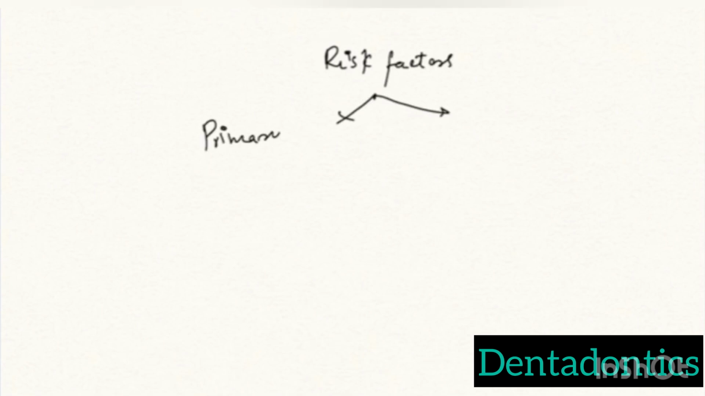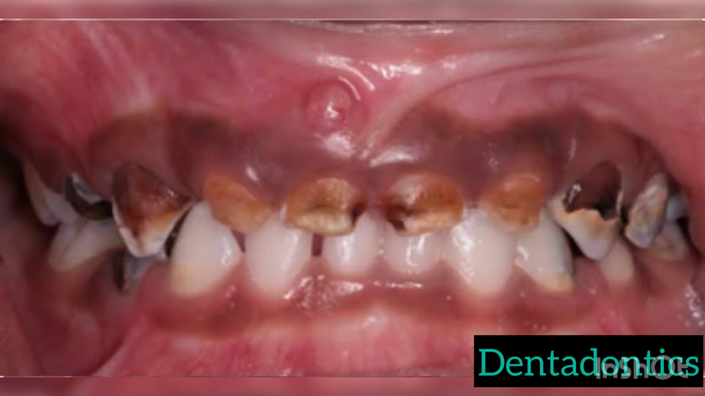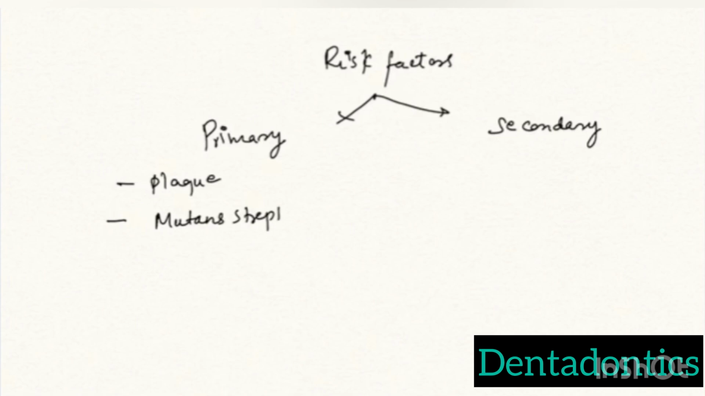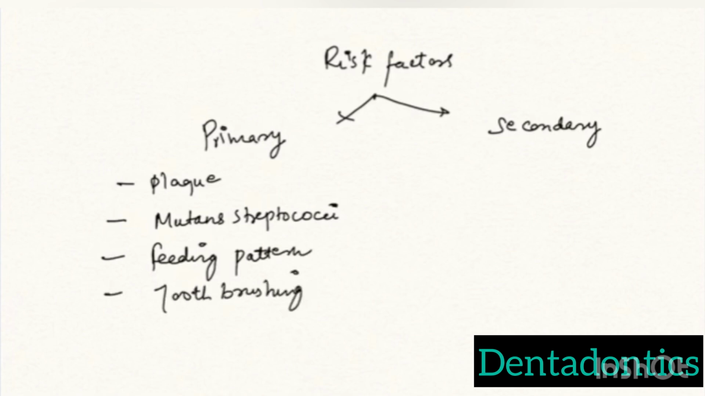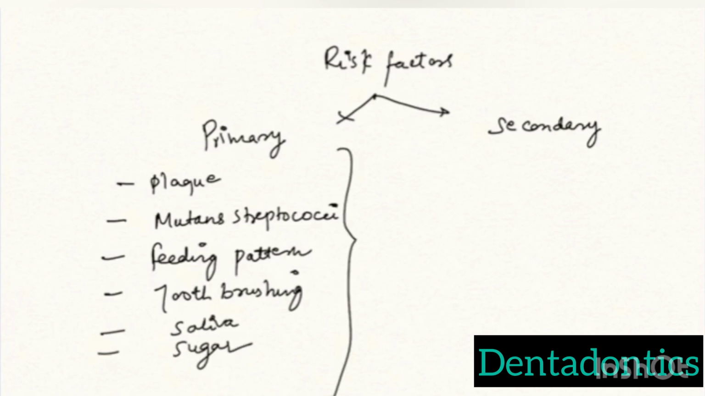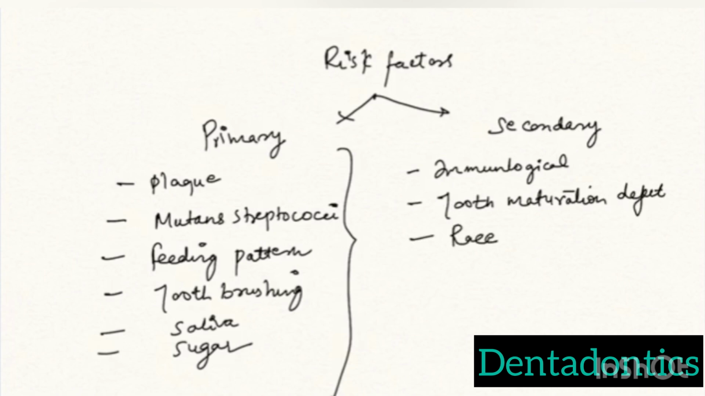Coming to the various risk factors, they can be divided into primary risk factors and secondary risk factors. Primary risk factors are the main factors responsible for ECC, like plaque accumulation and inadequate oral hygiene, then mutans streptococci, and then the infant feeding pattern, prolonged feeding during the night, and bottle feeding is also involved. Then toothbrushing, if it is not proper, then ECC can occur. Then the saliva factor, if there is hyposalivation in the oral cavity, then there is a lack of neutralization of acidic food, which leads to caries development. And then intake of sugary items.